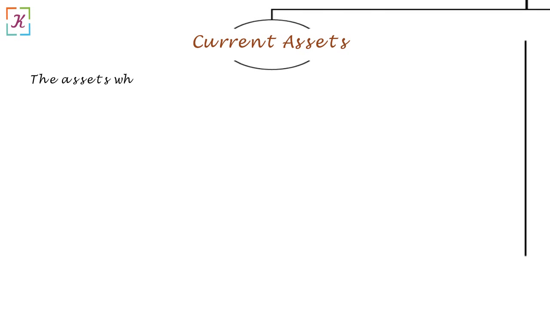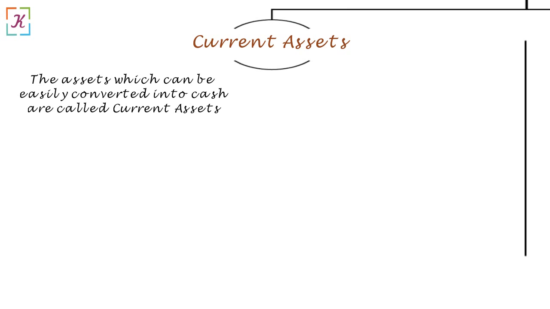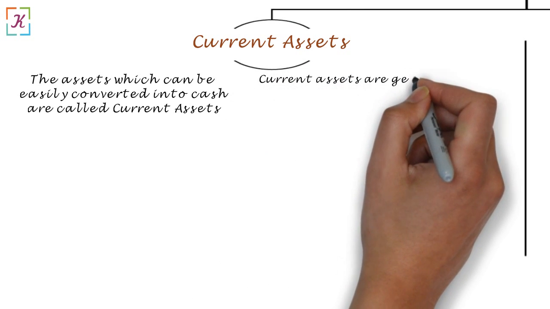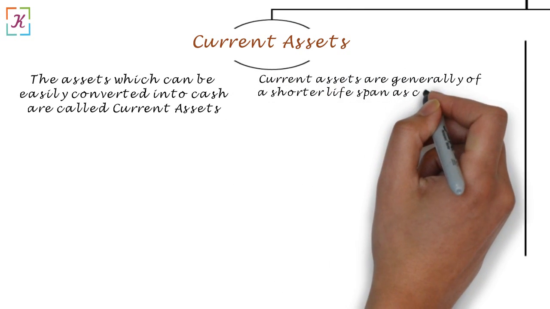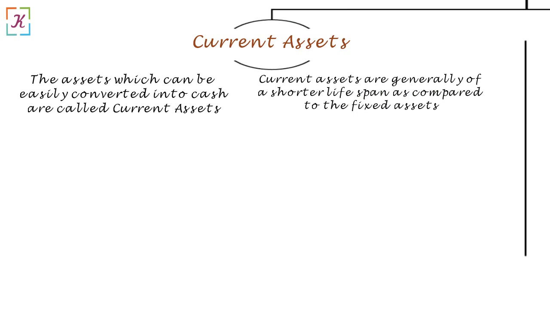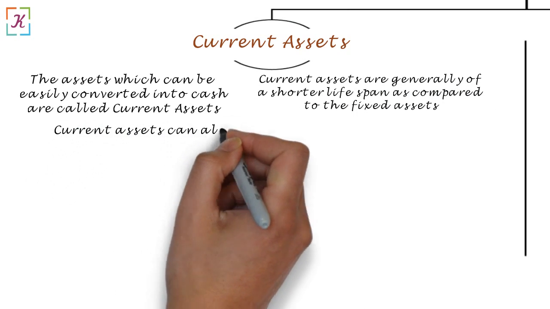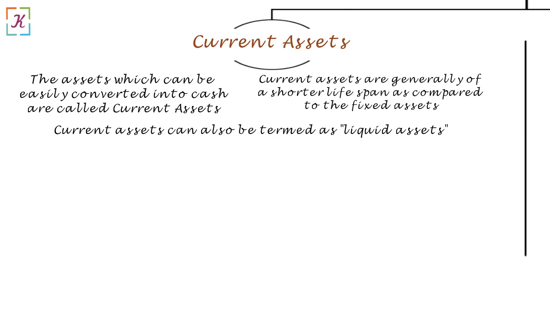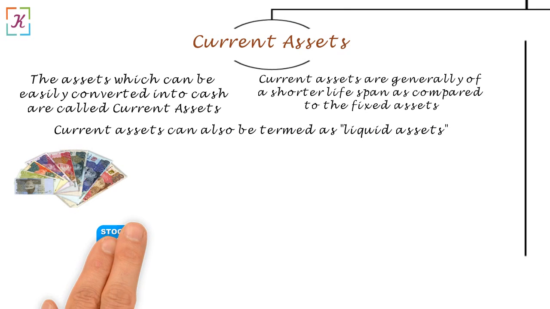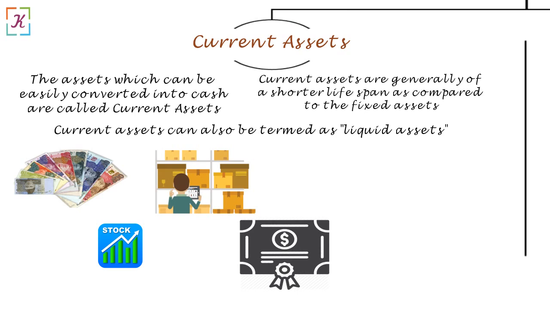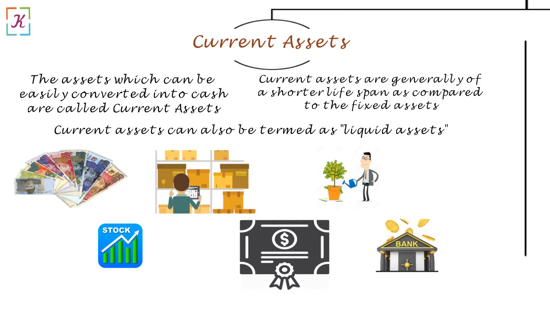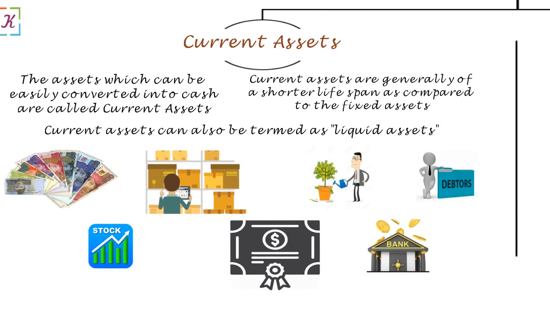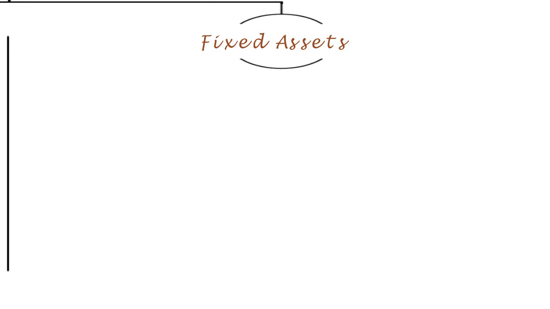Current assets. The assets which are easily convertible into cash are classified as current assets. Current assets are generally of a shorter lifespan as compared to fixed assets which last for a longer period. Current assets can also be termed as liquid assets. Assets like cash, stock, inventory, marketable securities, short-term investments, fixed deposits, accrued incomes, bank balances, debtors, prepaid expenses etc. are some common current assets.